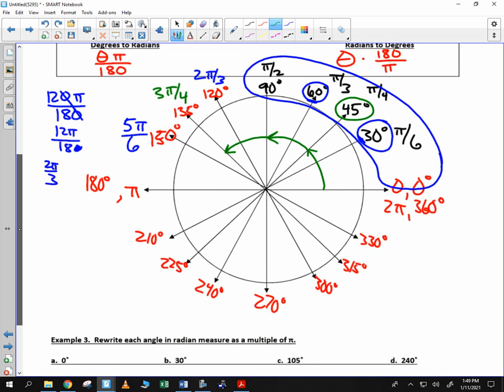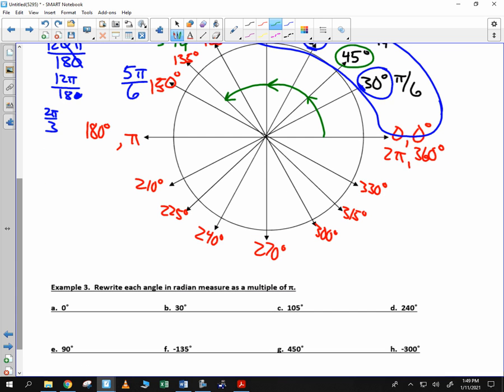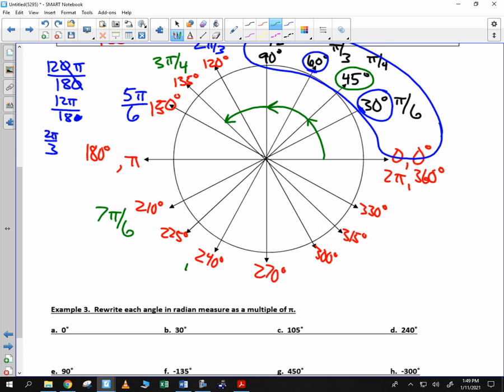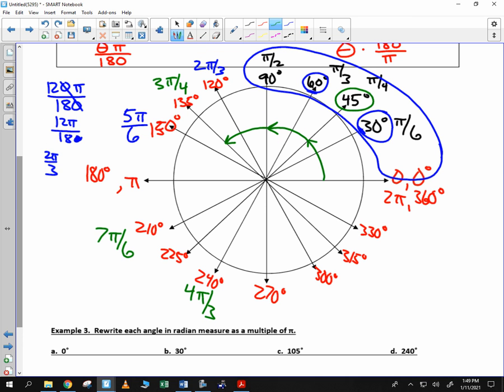If you continue to work your way around, 210 is divisible by 30 7 times, so 7 pi over 6. 240 is divisible by 60. Goes in 4 times, so 4 pi over 3. 270 is divisible by 90 3 times, so 3 pi over 2.